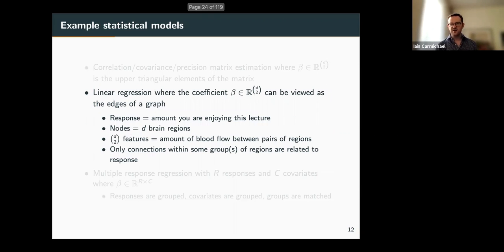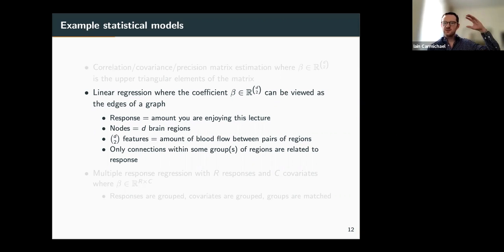So maybe we're solving a regression problem where I've stuck you in an MRI, some brain scanning machine. And the response is how engaged you are in this lecture. Our graph is going to be, let's say there are D regions in the brain, and let's say we can monitor the amount of activity or blood flow between the regions of the brain. So that gives us some graphs. That would be our X data. And we could solve a regression problem trying to use the connections between the regions of the brain to predict our response. And so maybe we think only connections that are within some regions are related to the response.